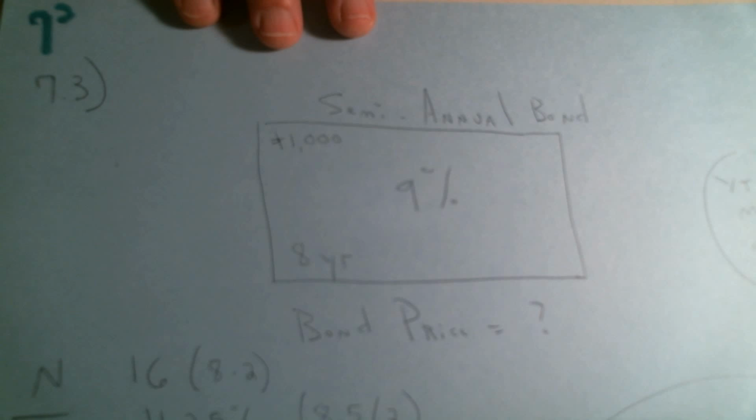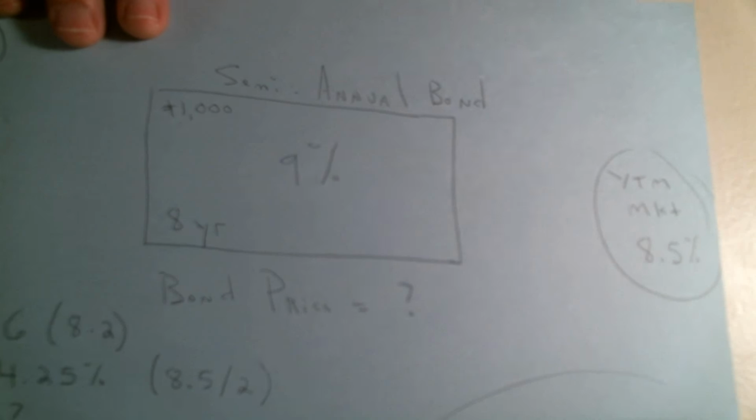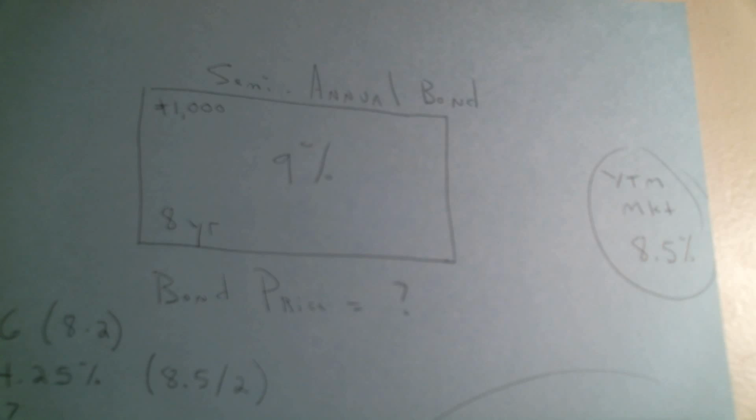Semi-annual bond. What we're looking for is the bond price. Okay. The market prevailing rate, 8.5.